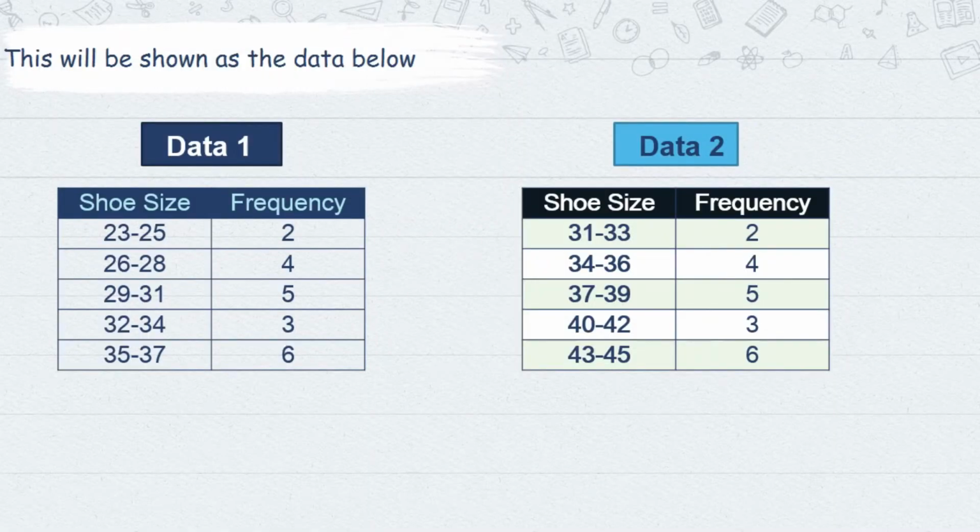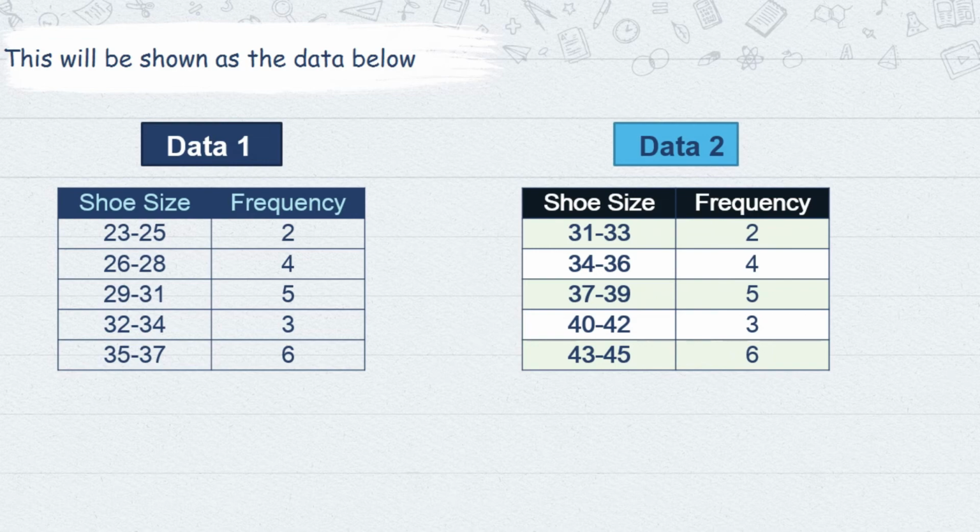Data number 2. The shoe size between 31 until 33, the frequency is 2. The shoe size between 34 until 36, the frequency is 4. The shoe size between 37 until 39, the frequency is 5. The shoe size between 40 until 42, the frequency is 3. The shoe size between 43 until 45, the frequency is 6.